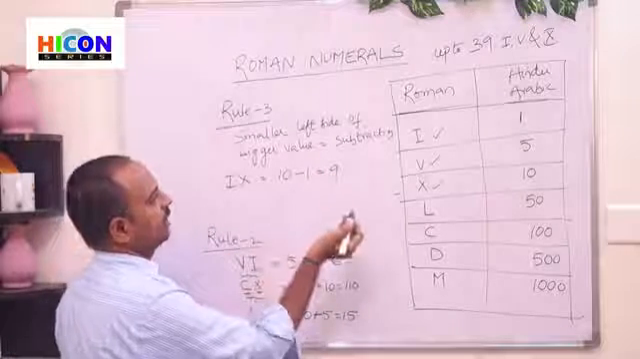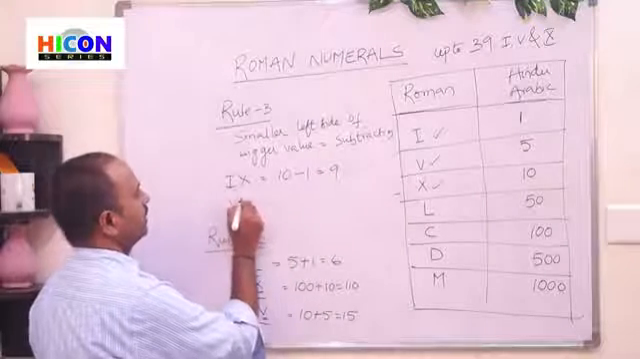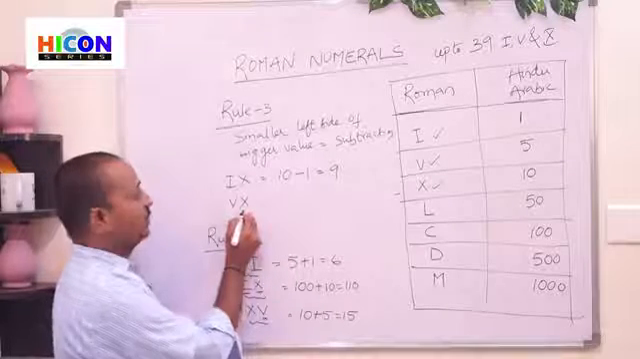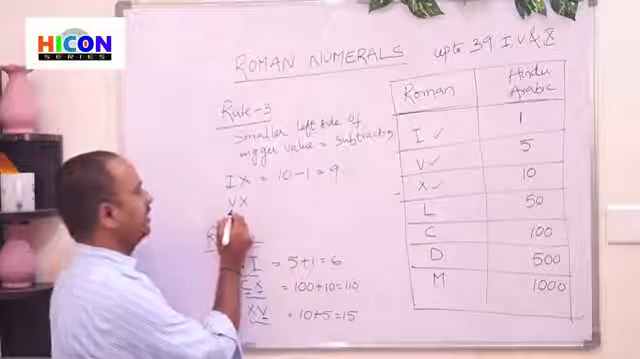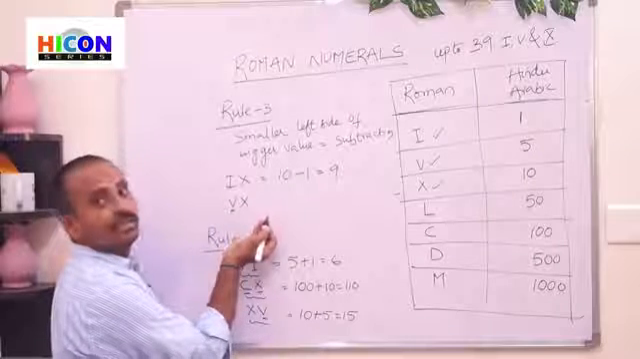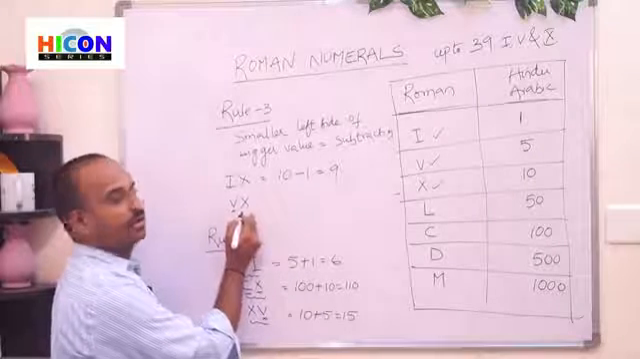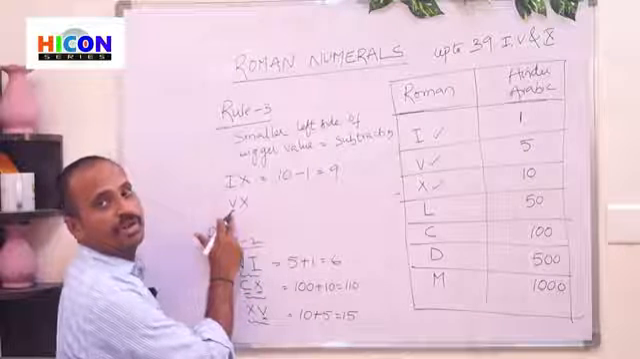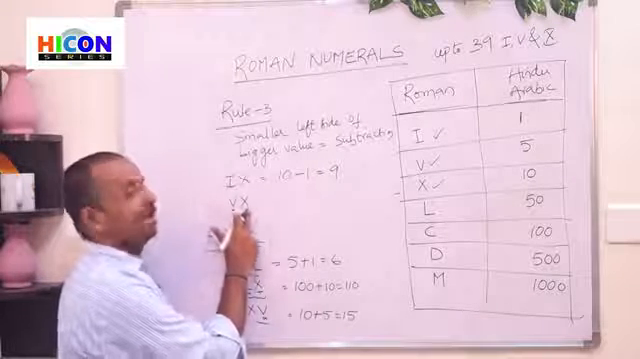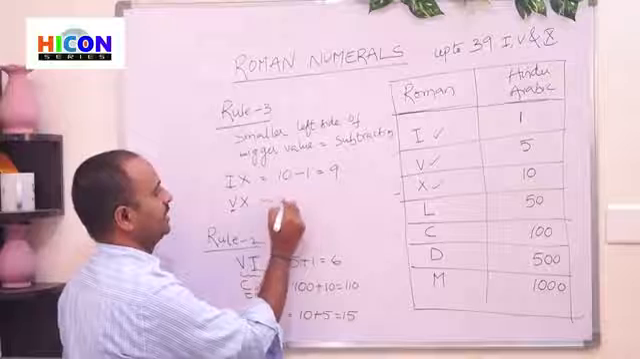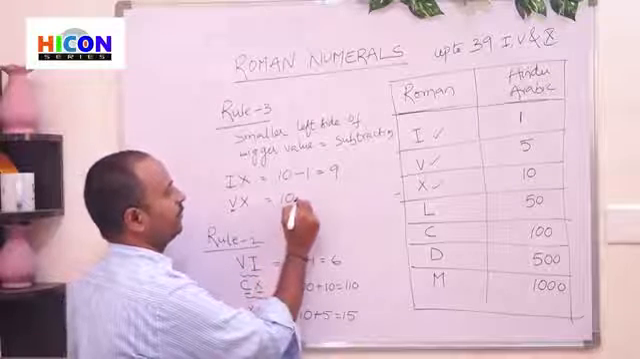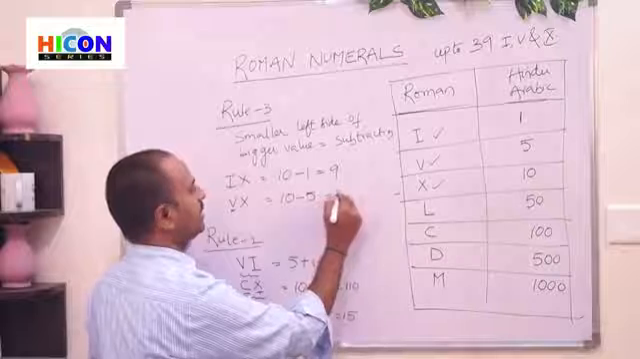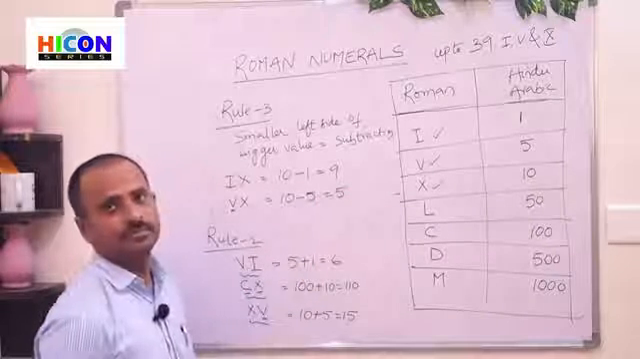So let us see one more example. VX. So children, X is the bigger value, V is the smaller value. Here the smaller value V is written on the left side of the bigger value. Now we have to make subtraction. That means we have to subtract smaller value V from the bigger value X. So X means 10 and V means 5. So subtract 5 from 10, we will get 10 minus 5, 5.